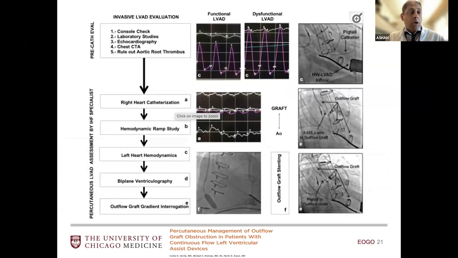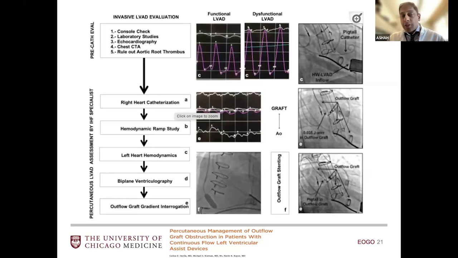One, it's really important, the pre-cath evaluation: check the console, laboratory studies, echocardiography. I know one of the questions in the chat was to get a chest CT. Really, really important to help delineate the anatomy of the outflow graft. And it's really important to rule out aortic root thrombus. Now, if there is aortic root thrombus, it again underlines the fact that we should be using cerebral protection devices.